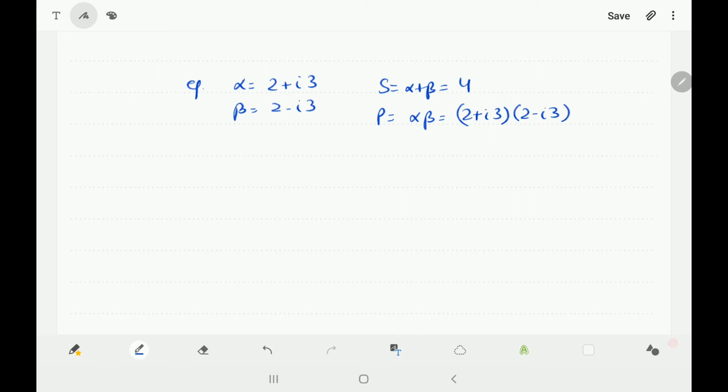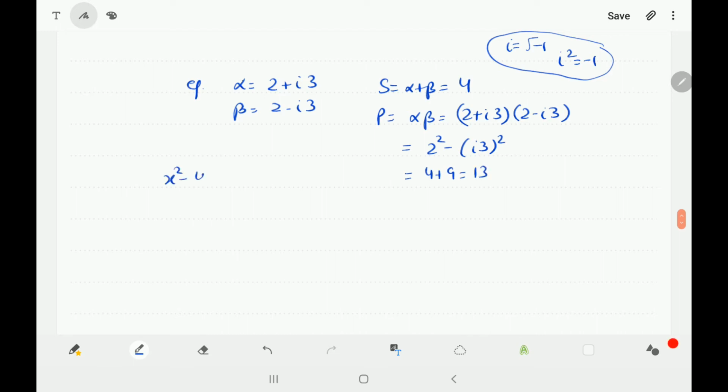For complex numbers, you can multiply them as (a plus b) into (a minus b). It will be the formula a square minus b square. Because iota is under root minus 1, hence iota square will be minus 1. So this will become 4 plus 9, which is 13, and the equation we will get is x square minus 4x plus 13 equal to 0.